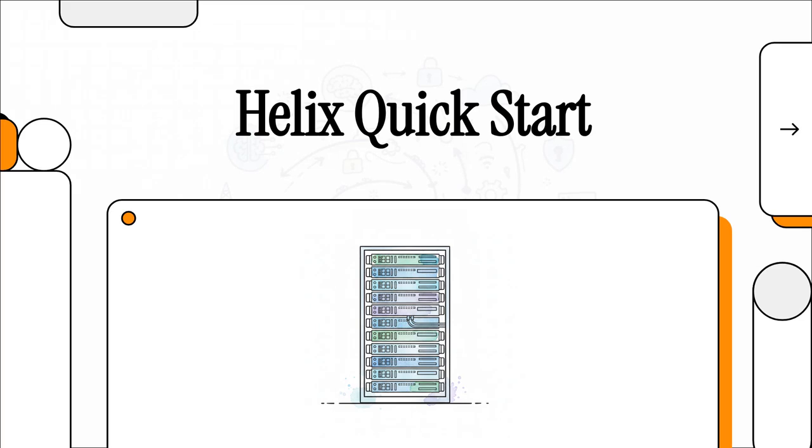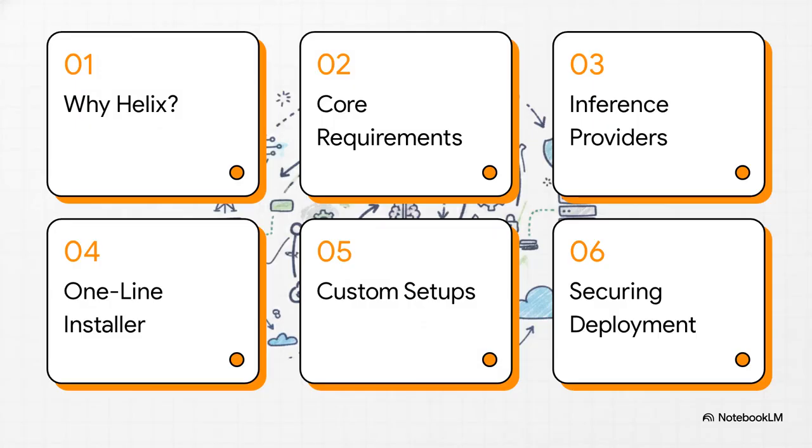All right, let's dive right in. If you're tired of wrestling with a messy, fragmented AI setup, juggling local models, GPUs, and a dozen external APIs all over the place, you are in the exact right spot. Today, we're looking at the Helix Quick Start Guide to see how you can transform all that chaos into one unified private control plane.